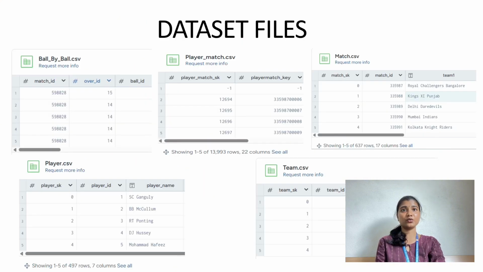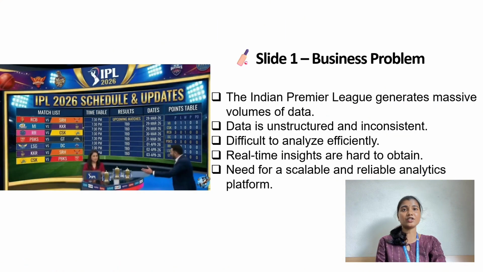For this project, we used IPL datasets that contain match-level data, ball-by-ball deliveries, and player performance statistics. These datasets are typically available in CSV format and contain large volumes of structured and semi-structured data. The main challenges we faced were the huge volume of IPL data, data inconsistency and missing values, difficulty in real-time analysis, and lack of scalable systems for processing. To overcome these, we implemented a lakehouse-based data pipeline.